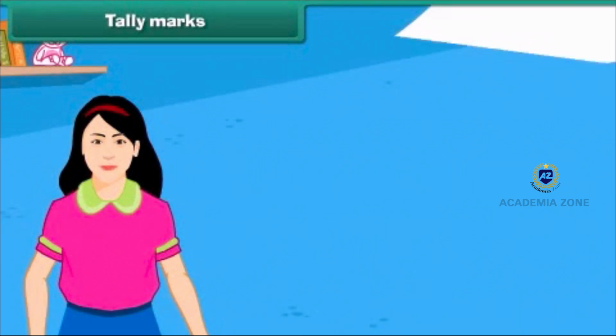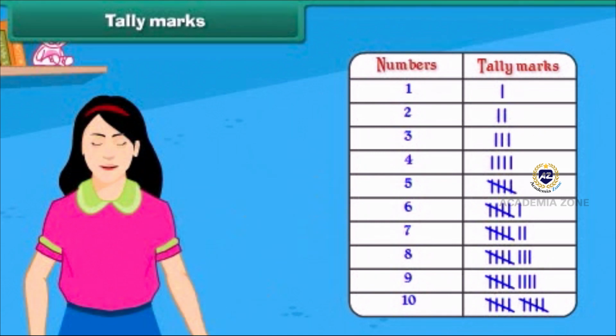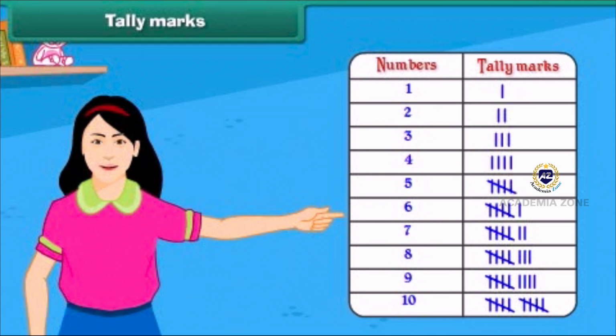Tally marks are one of the easiest and quickest methods used for data handling. A tally mark is counting the objects or activity in groups of 5. A single vertical line represents a single object. For representing 2 objects, 2 vertical lines are drawn. Each mark represents an object.